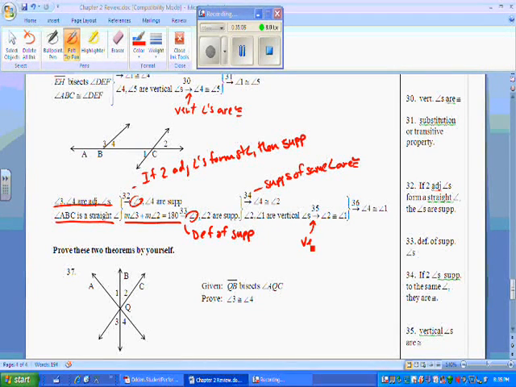Okay, this one right here would be vertical angles are congruent, and then if 1 is congruent to 2 and 2 is congruent to 1, so we just transfer them around, so this is the transitive property once again.